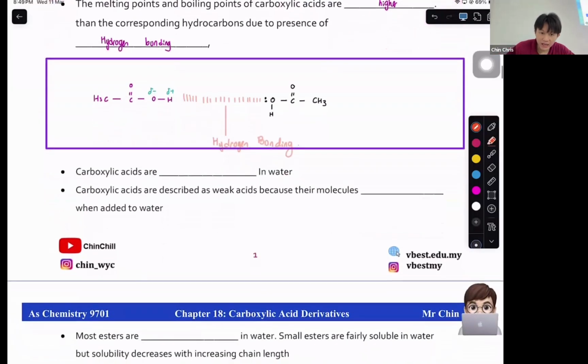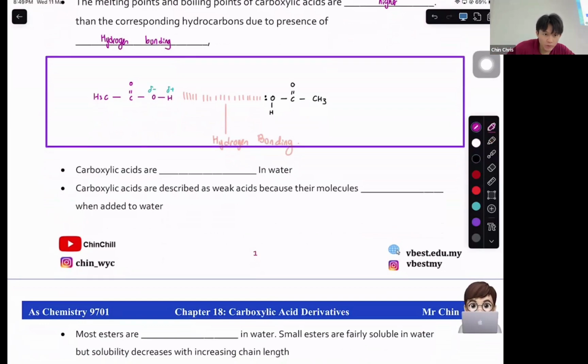Alright guys, carboxylic acids are soluble in water. They are weak acids because their molecules dissociate just partially. Done. The next page.